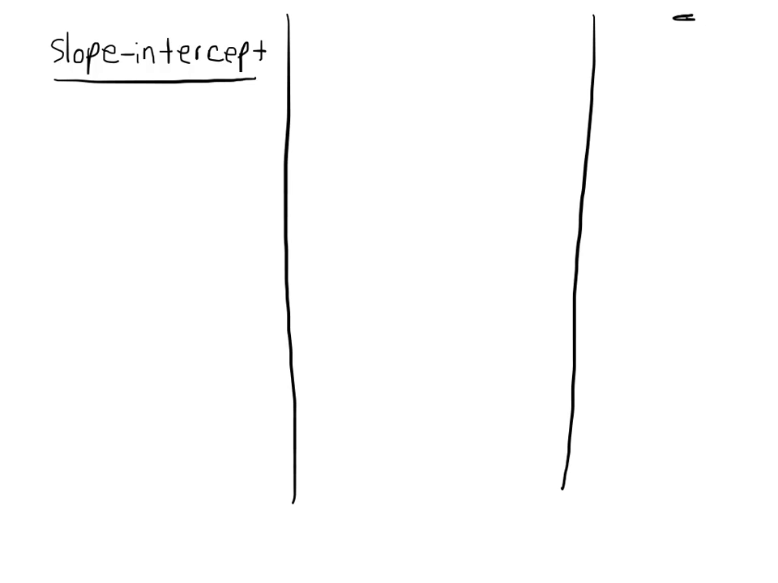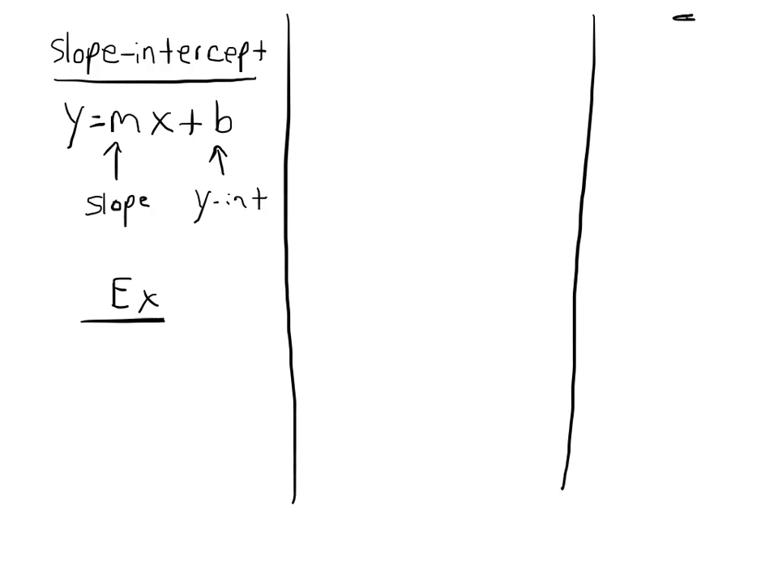So the slope-intercept equation, we all know this. Write it down. What's the equation? Y equals mx plus b. All right? And what we need to do is fill in the slope, fill in the y-intercept. Okay, so an example of this would just be something like y equals 3x minus 4. Okay? Worked a lot with that already. You should know that.